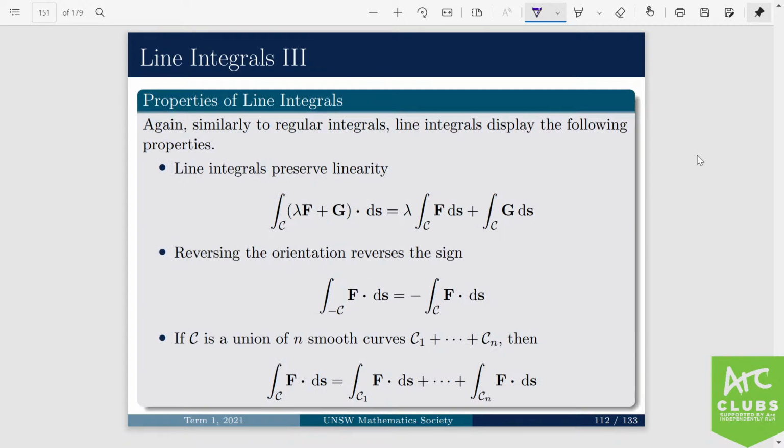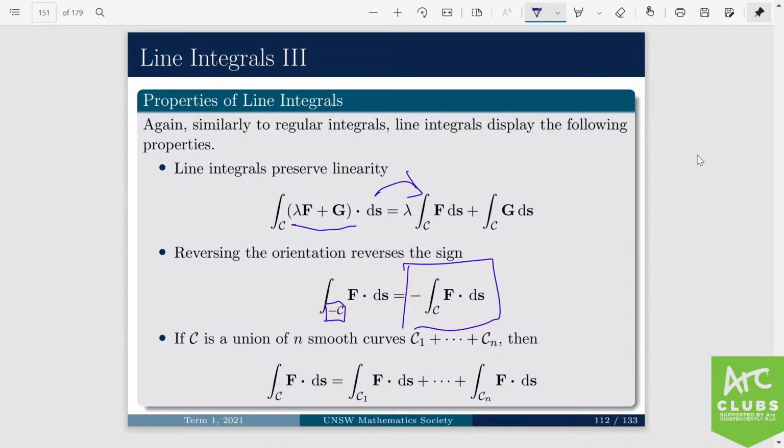Some properties of line integrals. Like regular integrals, they're linear. So we have some linear combination of vector fields, and in this case we can break up the integral. If you reverse the orientation, that's like swapping the bounds around, so you get the negative of whatever you had in the first place.